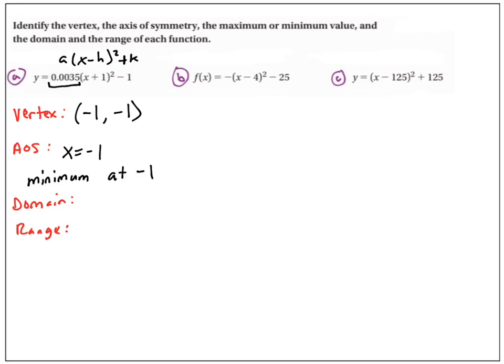Then we have the domain and range. Domain, again, same as it is for the other ones, all real numbers. And then your range, since it's a minimum value, it's going to be going up, so it's all real numbers greater than or equal to negative 1. Or you can say y is greater than or equal to negative 1.